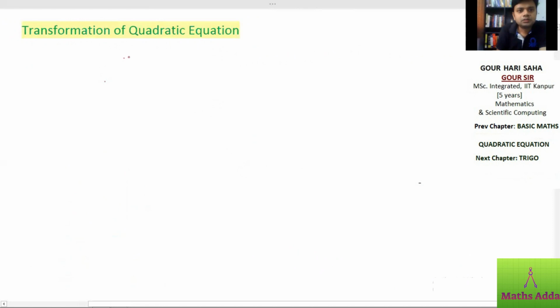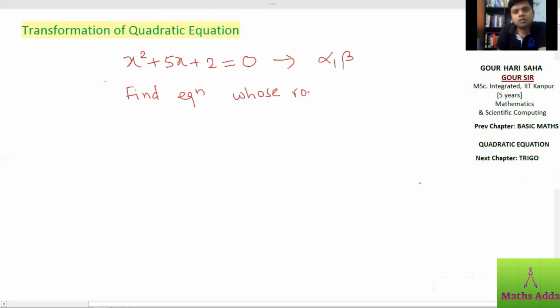x square plus 5x plus 2 equal to 0. This is the quadratic equation. Its roots are alpha beta. The question is, find the equation whose roots are alpha plus 2 comma beta plus 2.